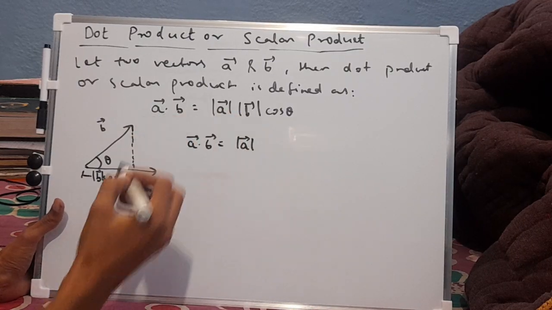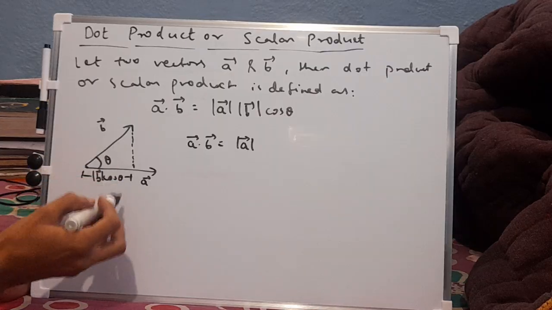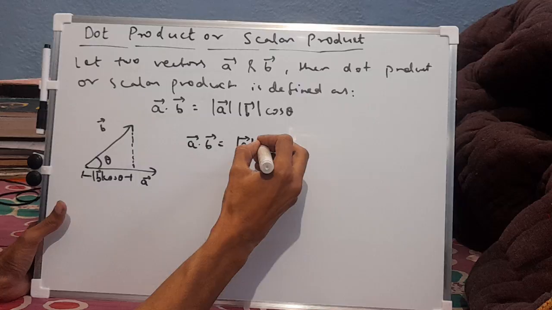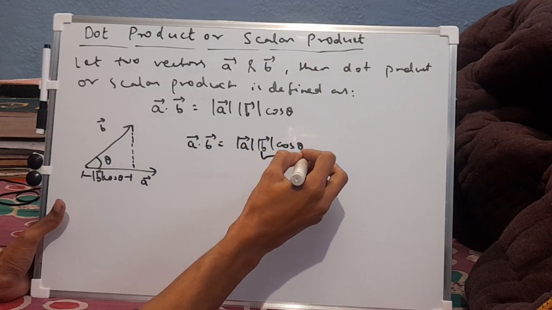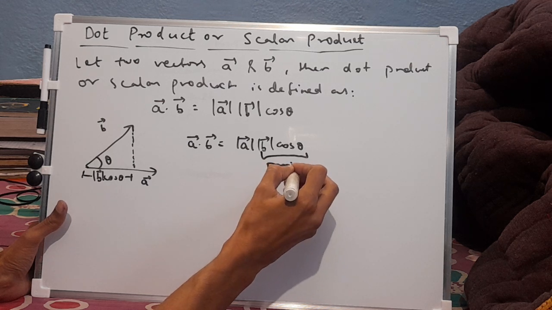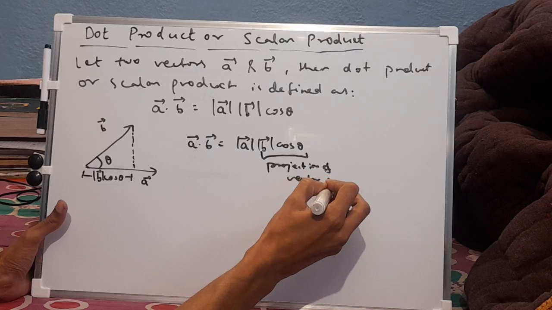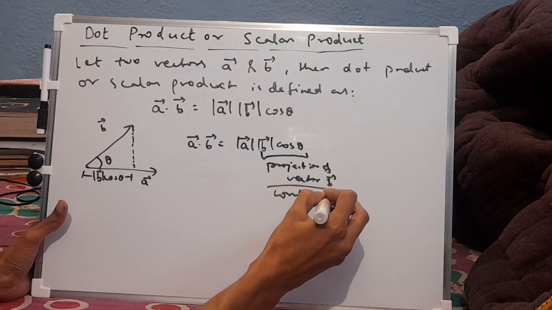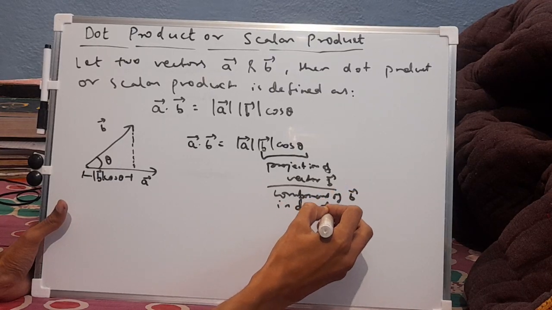So we can easily define A dot B as the magnitude of vector A times the magnitude of vector B in the direction of vector A, that is equal to B cos theta. So it looks quite simple. It is also said to be the projection of vector B, or the component of B in direction of A.